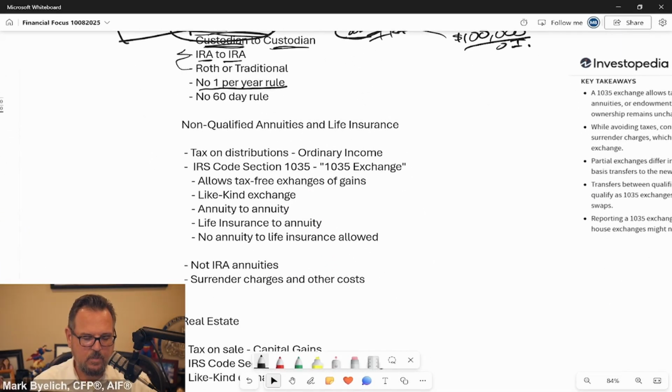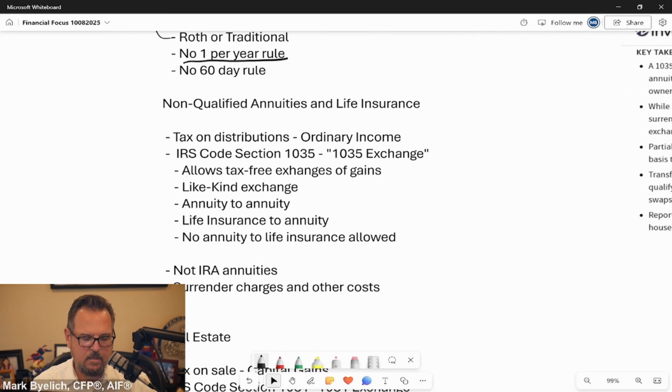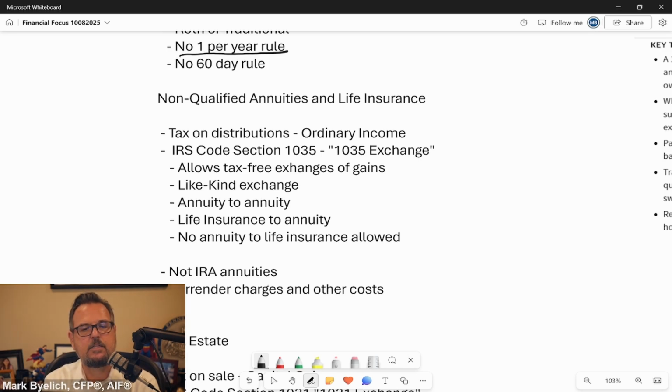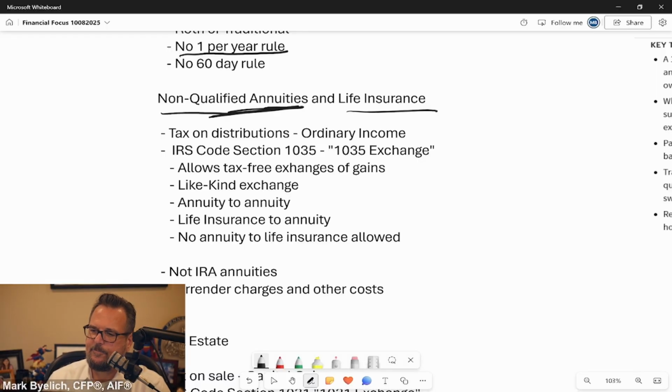Now we have non-IRAs and retirement plans. So let's talk about non-qualified. When you see non-qualified, think non-IRAs. So we have non-qualified annuities and life insurance. If you take a distribution from a non-qualified annuity, you will pay tax on the gains. And it's not a good tax, right? Not that any tax is good, but it's not even capital gains tax.